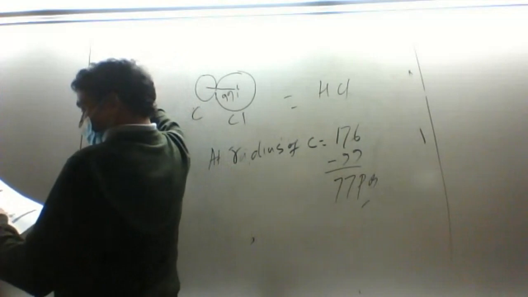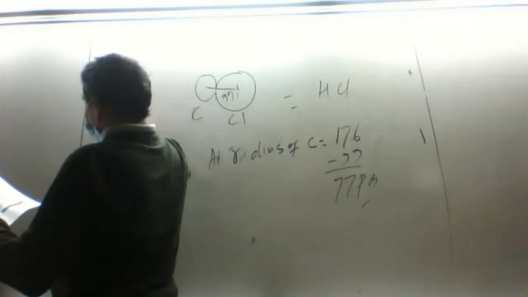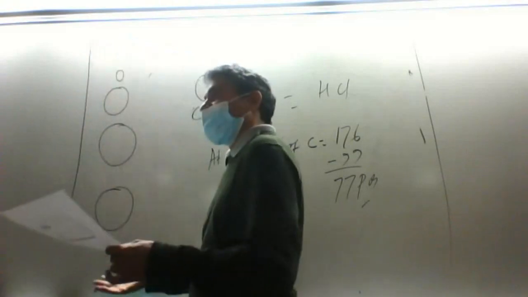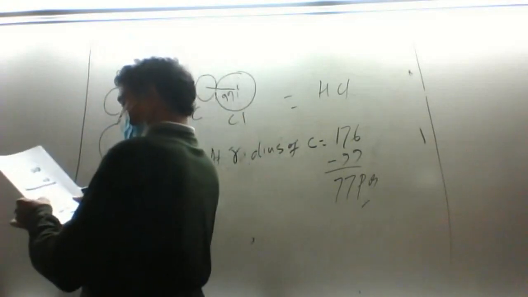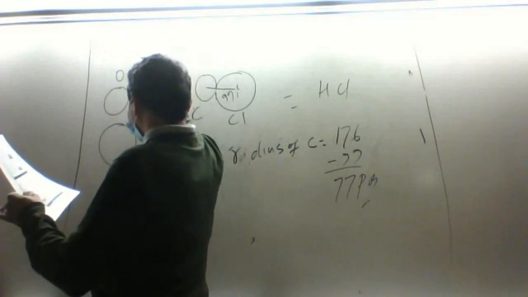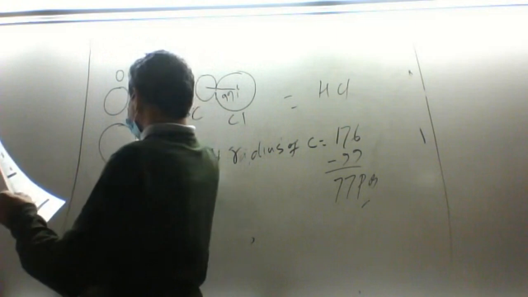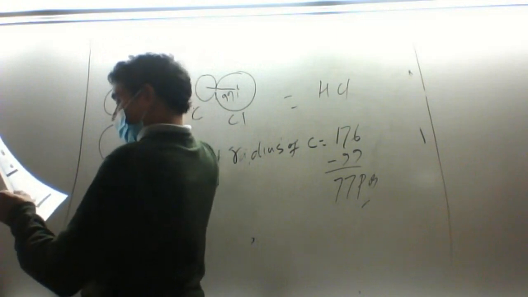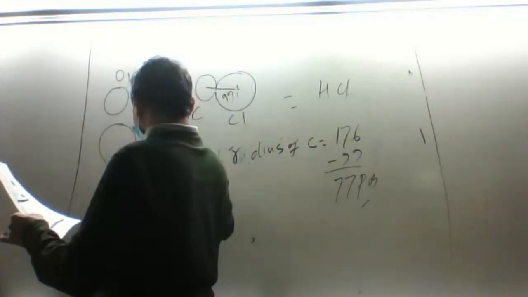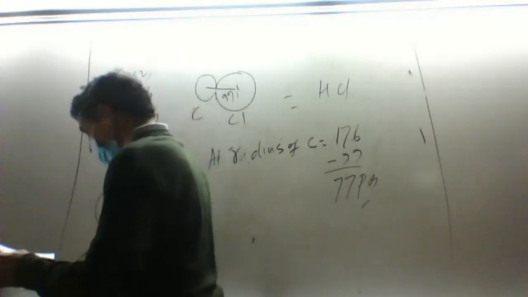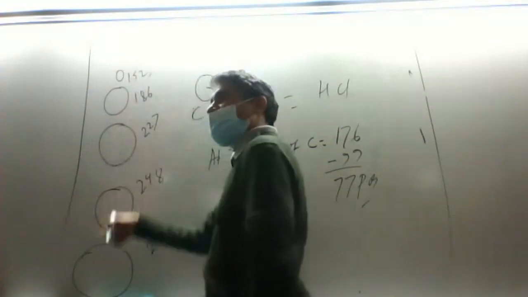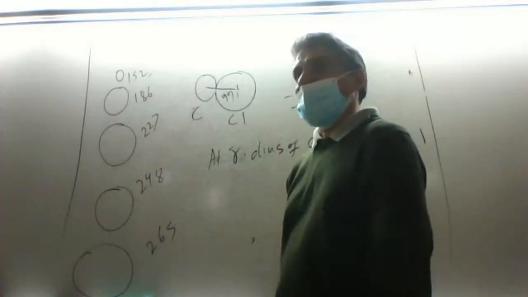In slide number 6, I already showed you this sphere: lithium, sodium, then potassium, then rubidium. Exactly the same thing. The size of lithium they are giving as 152 picometer, sodium 186, potassium 227, rubidium 248 picometer, and then the big guy, cesium, is 265 picometer. So the radius of the atom is increasing from top to bottom, right?